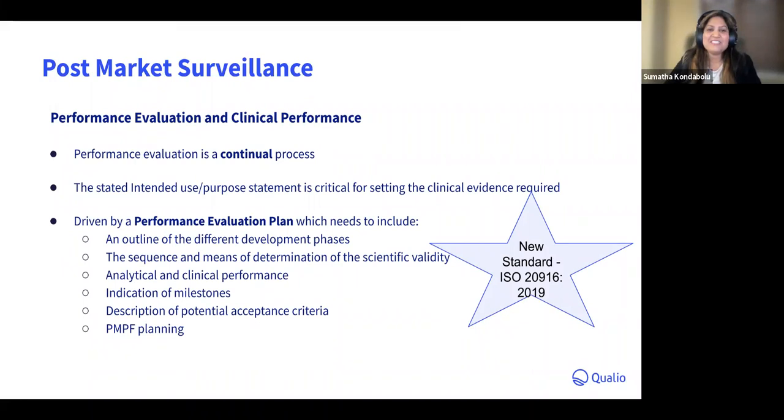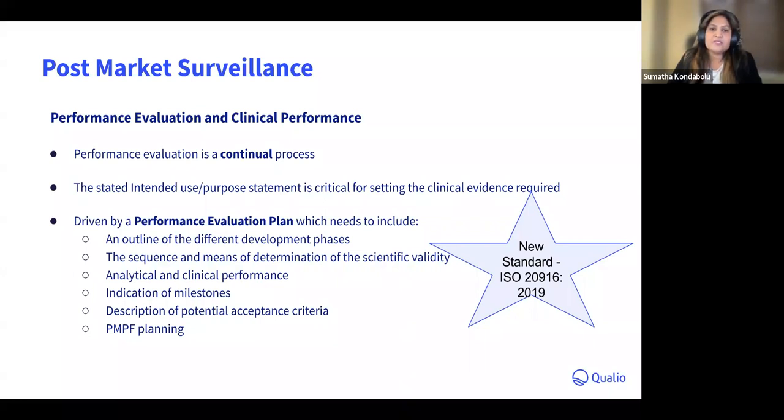So post-market surveillance: here you see the post-market evaluation and clinical performance. The newest requirement is ISO 20916, released in 2019. So you may also need to comply with these requirements apart from the EU regulations. Performance evaluation is a continual process, and the stated intended use or purpose statement is more critical for setting the clinical evidence required.